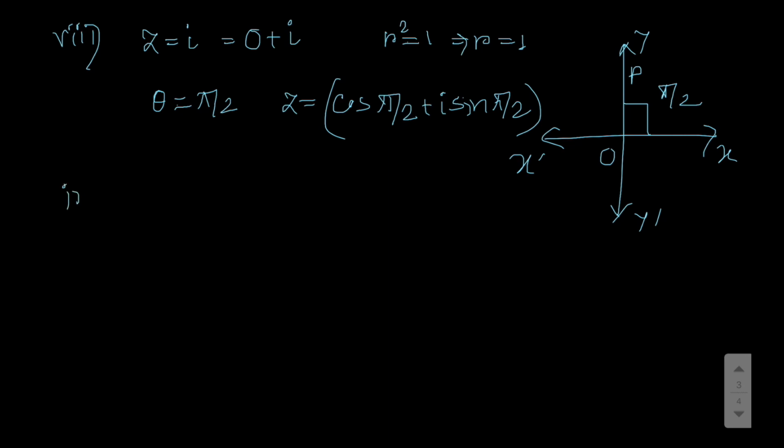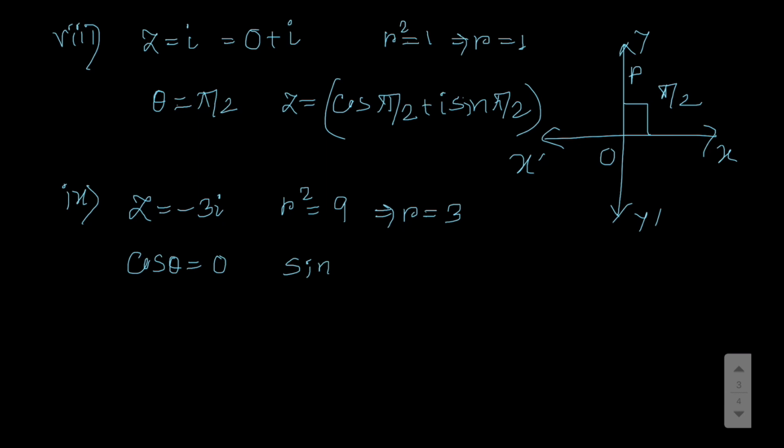Now let's move on to the last problem. So here z equal to minus 3i. That means r cos theta equal to 0 and r sin theta equal to minus 3. So from that r square equal to 0 square plus minus 3 square, so it will be 9. So from that r equal to 3. As r equal to 3, cos theta equal to 0, and r sin theta equal to minus 3, and from that sin theta equal to minus 1.